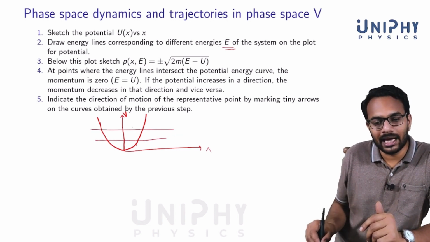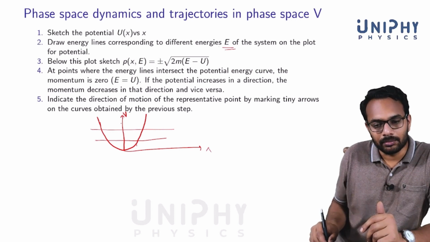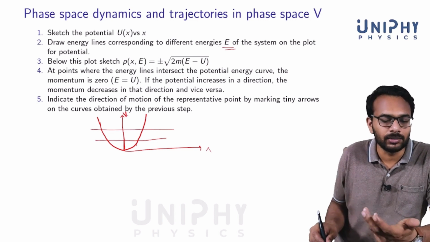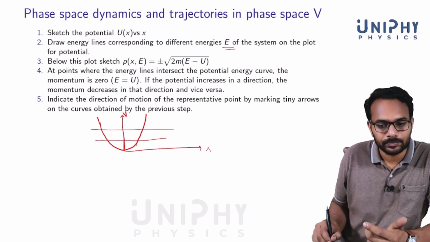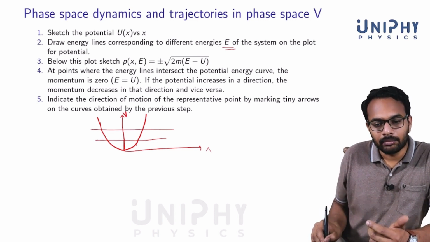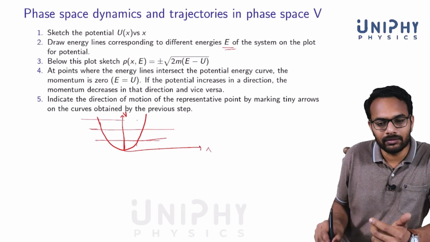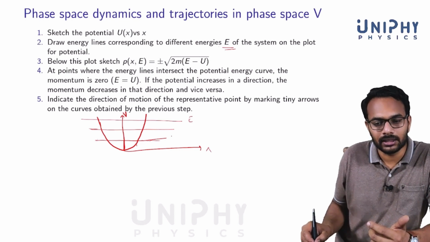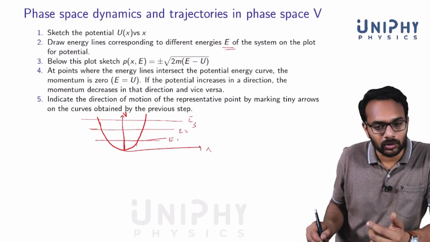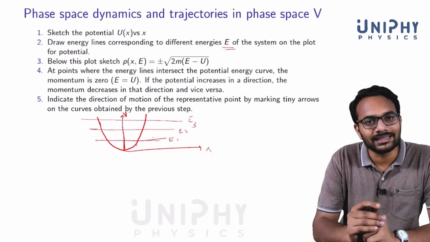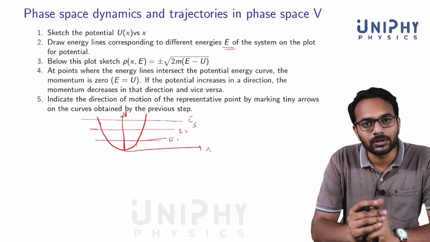The height from this x-axis has the dimensions of energy because we are plotting potential. So this line corresponds to constant energy. This is another line corresponding to constant energy, and we can draw any number of lines. Let's call these E1, E2, E3. So we have plotted the potential and drawn lines corresponding to different values of energy.